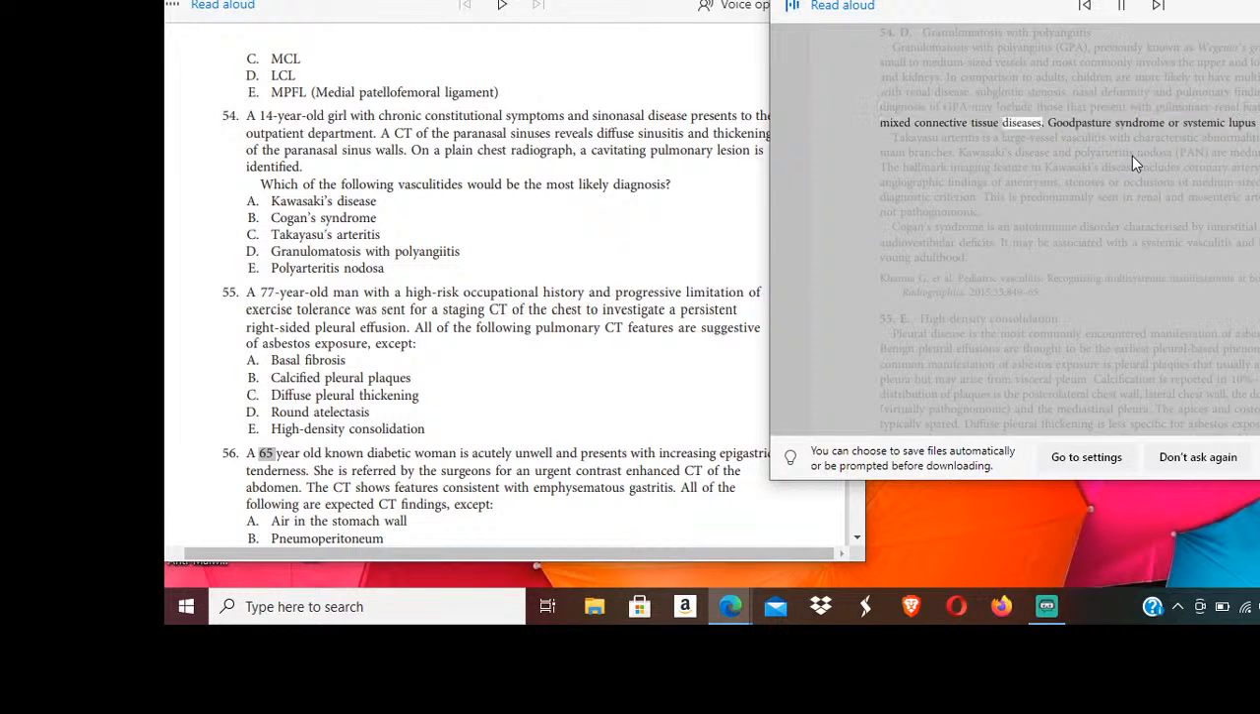Features such as mixed connective tissue diseases, Goodpasture syndrome, or systemic lupus erythematosus. Takayasu arteritis is a large vessel vasculitis with characteristic abnormalities of the aorta and its main branches. Kawasaki's disease and polyarteritis nodosa, PAN, are medium vessel vasculitides.